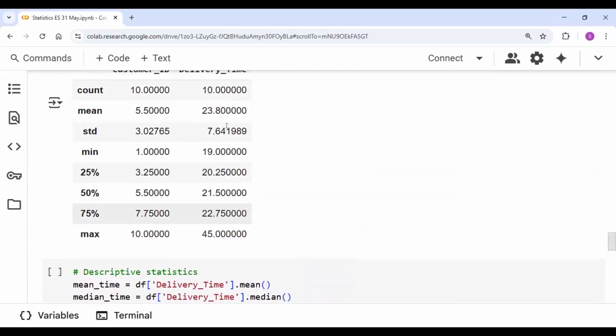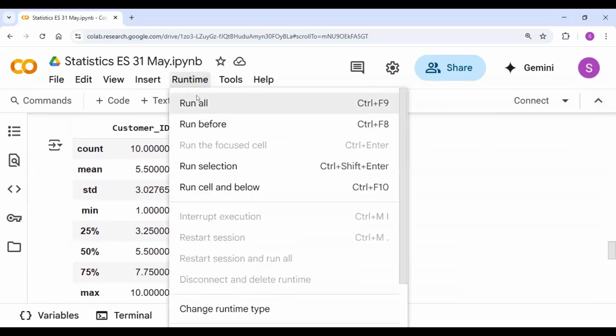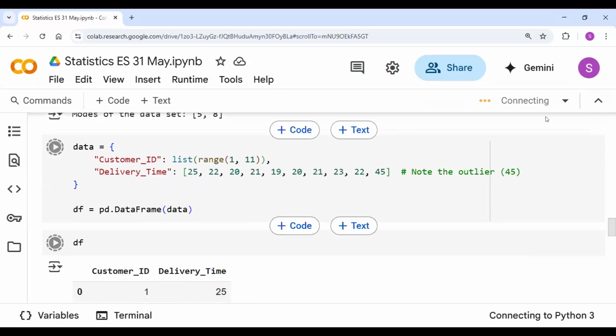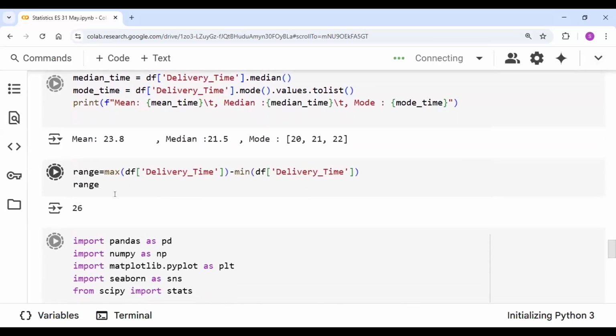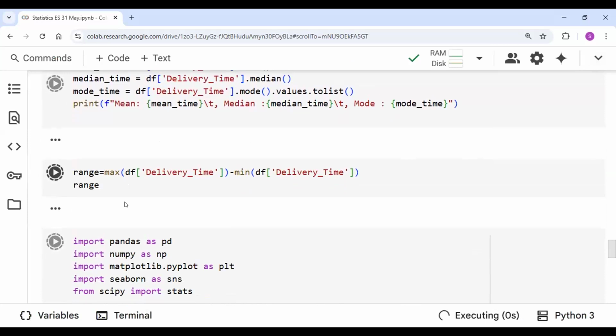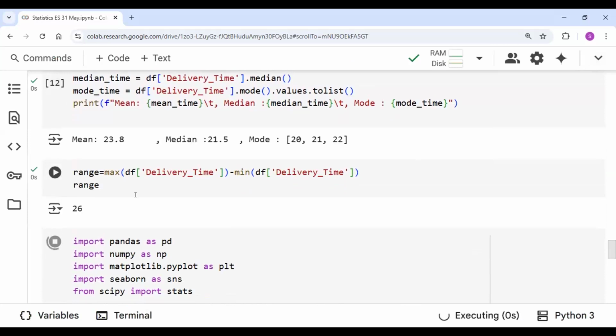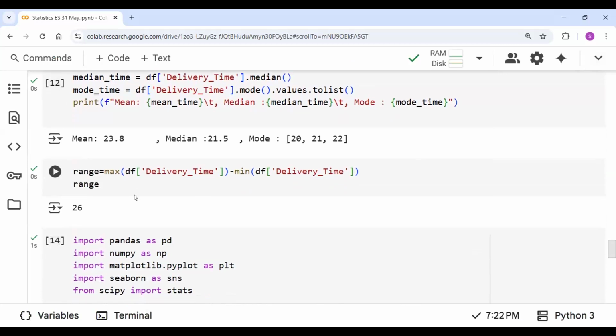So what is the range value we have detected? Let me try to execute one more time. So we identified the range as 26. Right? So what does the range tell actually? Range tells the spread of the data, which means 26 minutes spread in delivery performance. Like how to interpret this range actually.